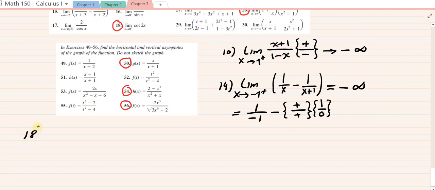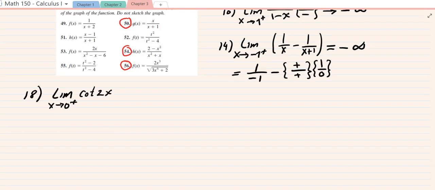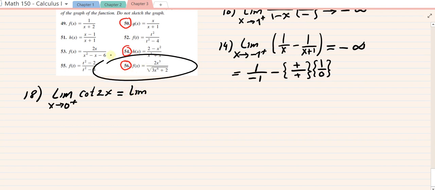In exercise number 18, we have the limit as x approaches 0 from the right of cotangent of 2x. For number 18, we want to find the limit as x approaches 0 again from the right of cotangent. Now for this one, you're welcome to look at the graph, but we don't want to do this by graphing, because some of these graphs are not our standard functions, so we don't readily know what the graph looks like. And remember, in general, we don't determine limits from the graphs unless the graphs are so clear that we can do so.